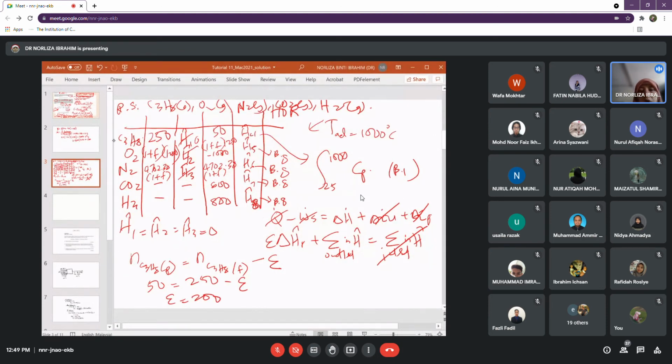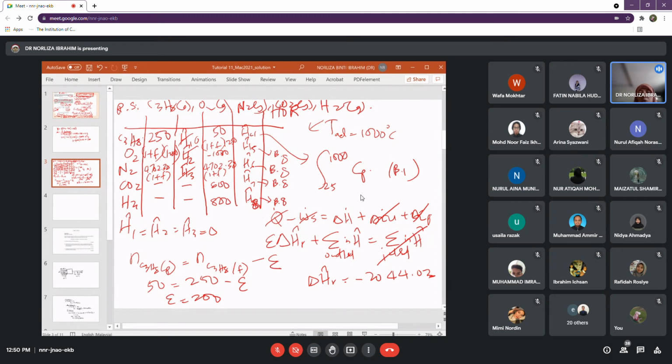Next you calculate the heat of reaction. Use the simple way: the heat of formation of the product minus the heat of formation of the reactant. So you will get negative 2044.02. Okay, so what to do next?